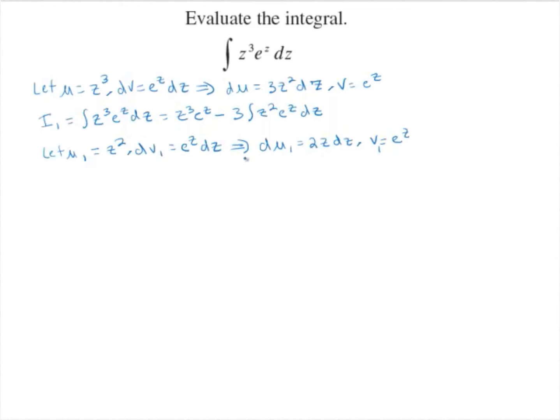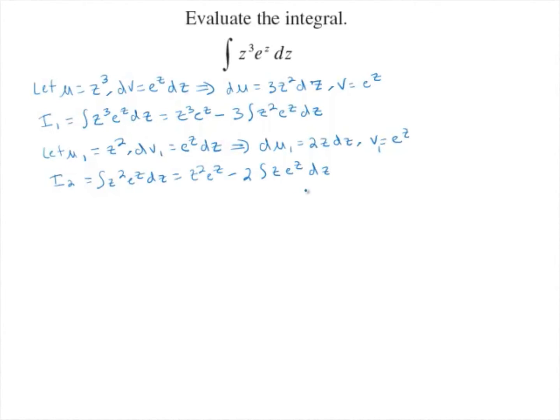So now we have I sub 2 now equals the integral of z squared e to the z dz, which equals, again, u times v, or u sub 1 times v sub 1, so z squared e to the z, minus, and here we can pull the 2 out, 2 times the integral of z times e to the z dz.